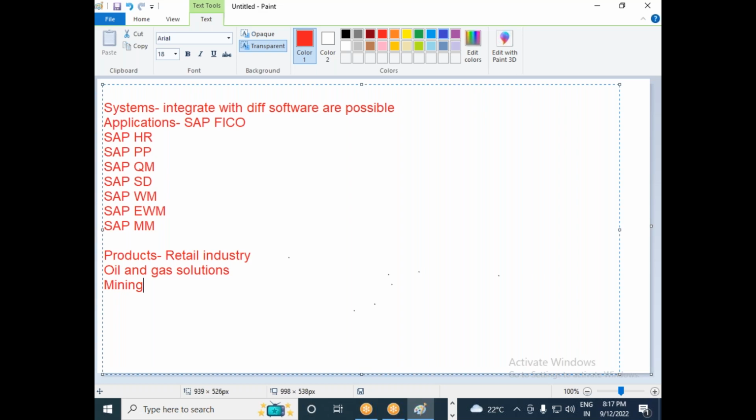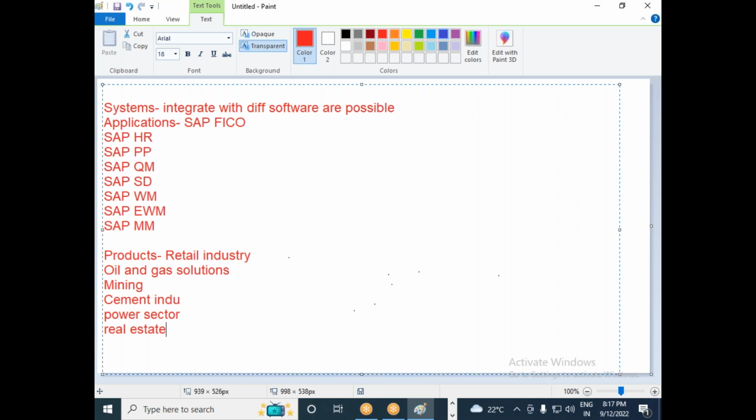You also have the cement industry, right? Then you have the power sector. Then you have real estate. Like that, in the external market, there are various types of industries.